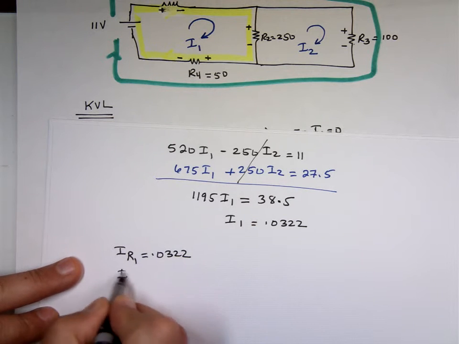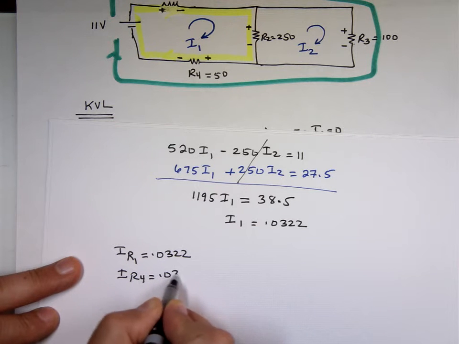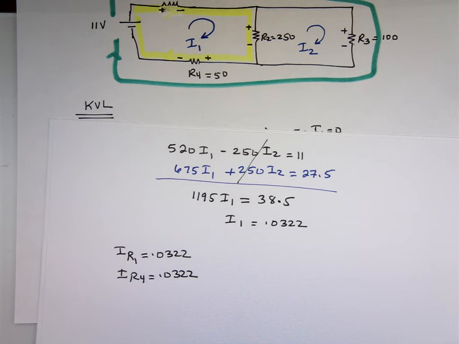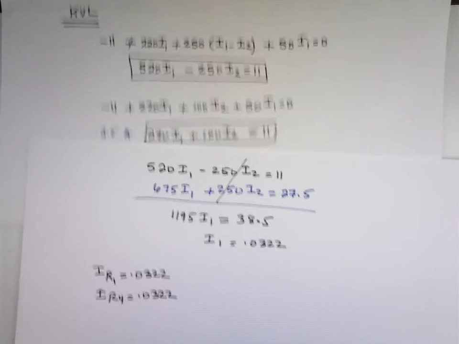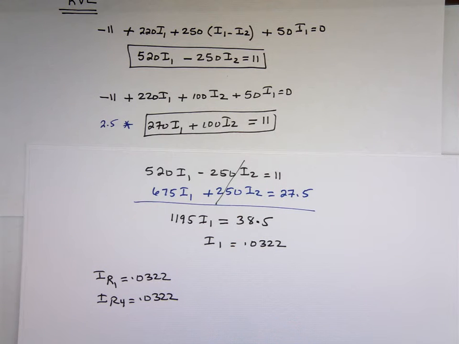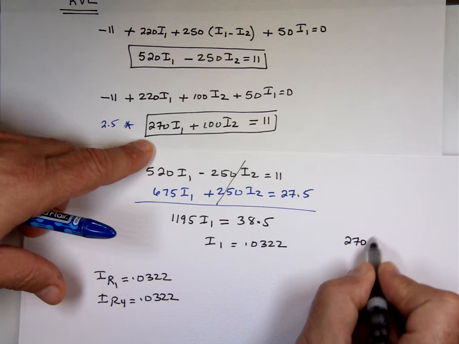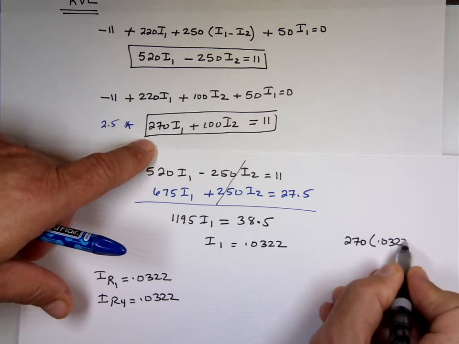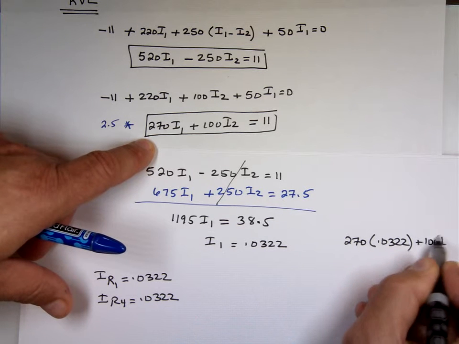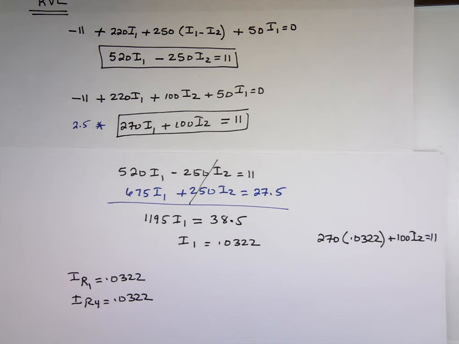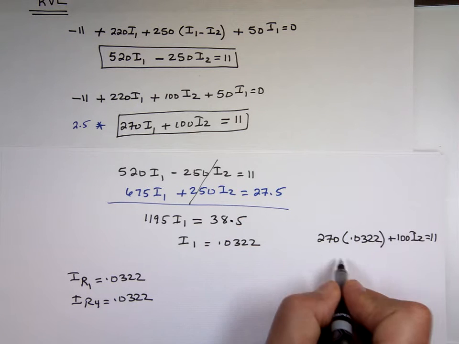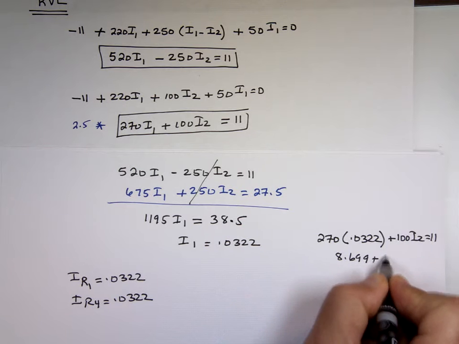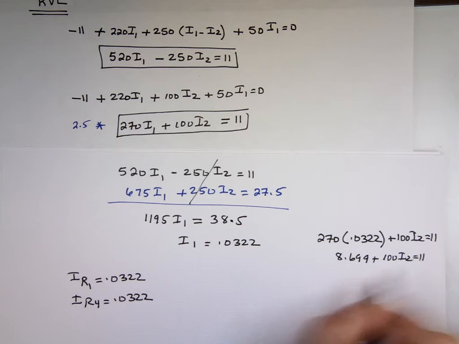The current through R sub 4, 0.0322. Now again, if you know I sub 1, you can grab one of those equations and solve for I sub 2. It doesn't matter which one. So 270 times I sub 1, which is 0.0322, plus 100 I sub 2 equals 11. I sub 2 equals 11 minus that number, which is 2.301.